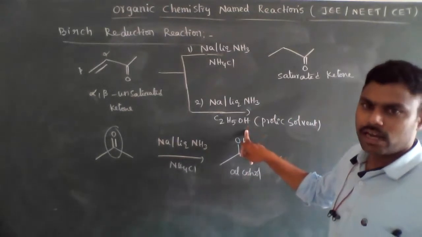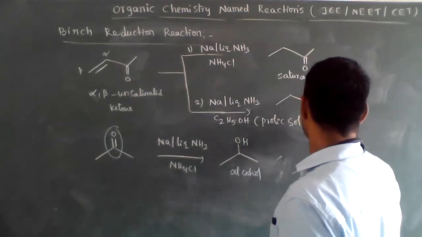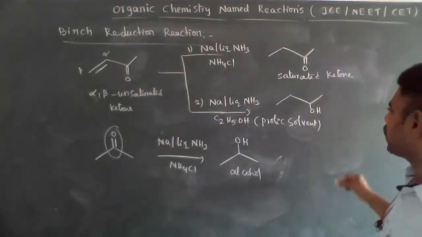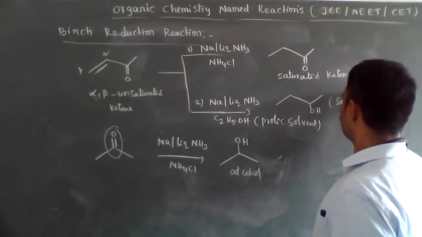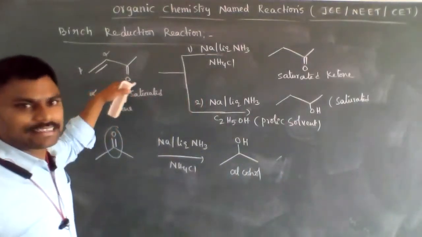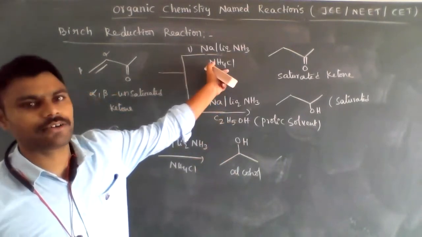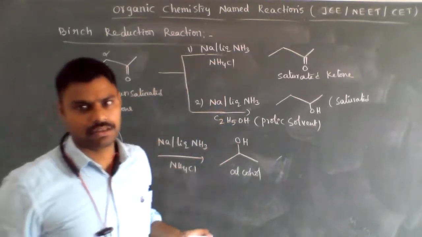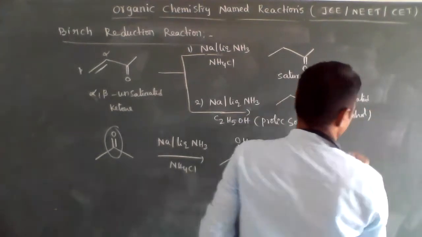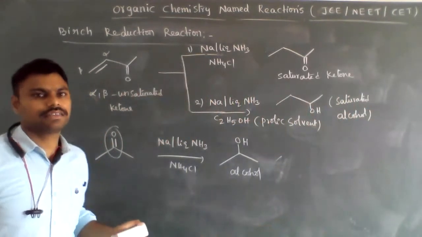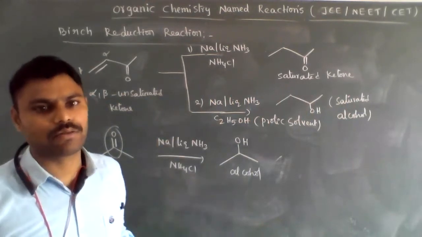If ethyl alcohol is used, then we are getting saturated alcohol. So it reduces both the double bond as well as the C double bond O group. Both will be reduced in the presence of a protic solvent. In the presence of ammonium chloride, only the double bond will reduce. So this is about the importance of the Birch reducing agent, sodium in the presence of liquid ammonia.